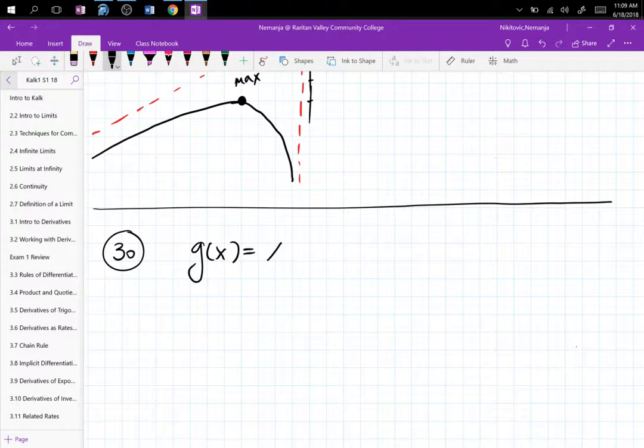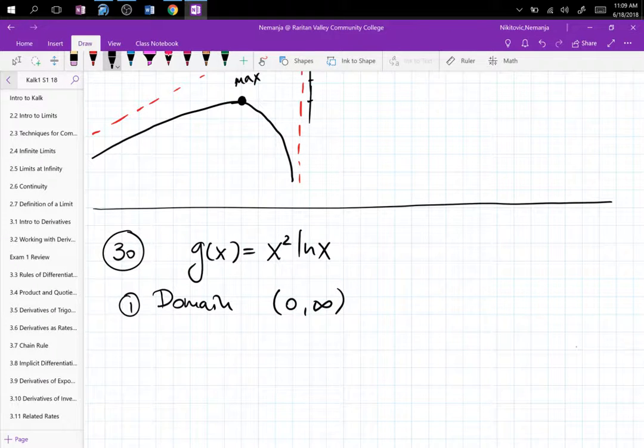G of x is x squared ln x. Perfect. We start with number 1, domain. Domain is 0 to infinity because ln x is a restrictive one, right? X squared has all real numbers and ln x has only positive numbers, so that's the restriction.